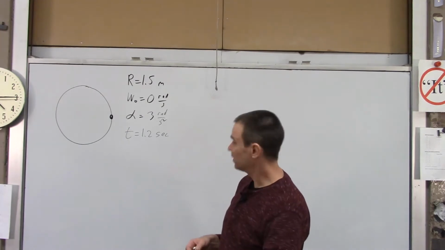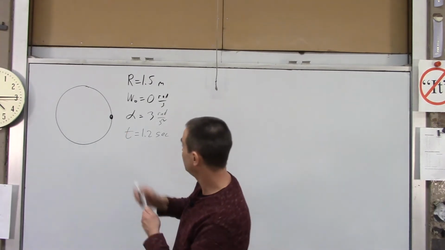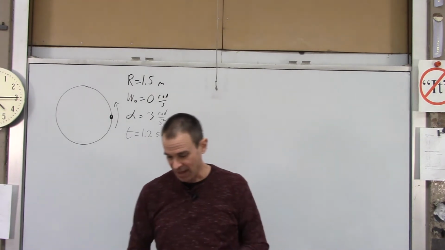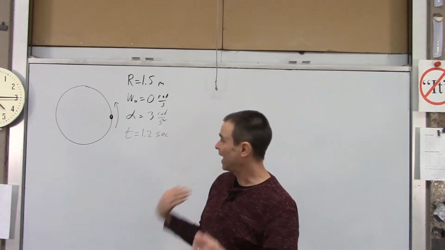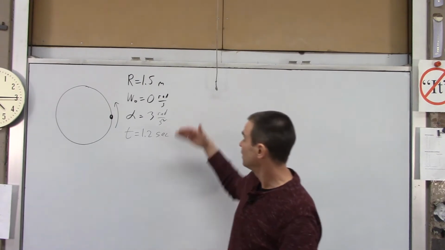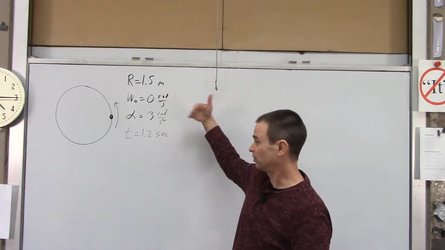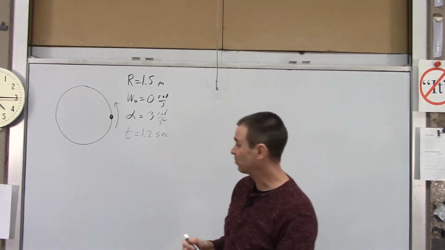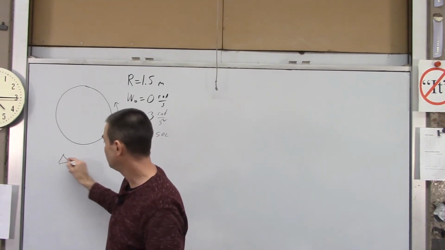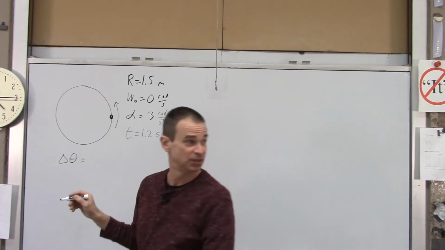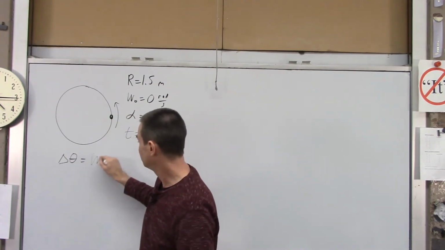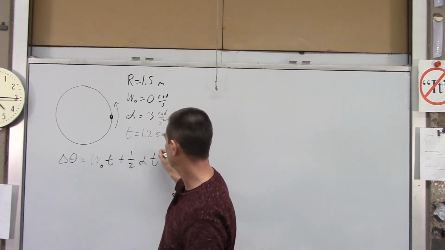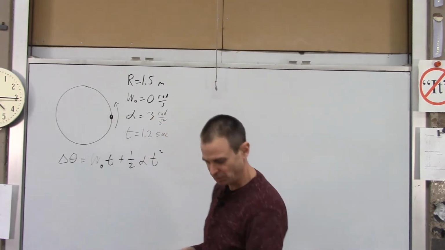We'll say he's accelerating this way, so counterclockwise. We're going to find what angle he's at. I've given you angular information, so we're going to find an angle. The first part of this is a kinematic problem. Probably the easiest equation to use is delta theta equals omega naught t plus 1/2 alpha t squared. We've got all that, so we can just plug and chug.